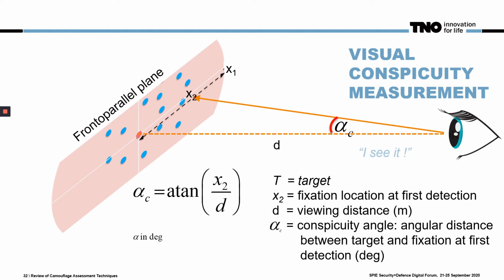When all measurements are performed at the same viewing distance d, then the corresponding conspicuity angle alpha c can be used as a relative measure to compare target conspicuity between different camouflage measures.